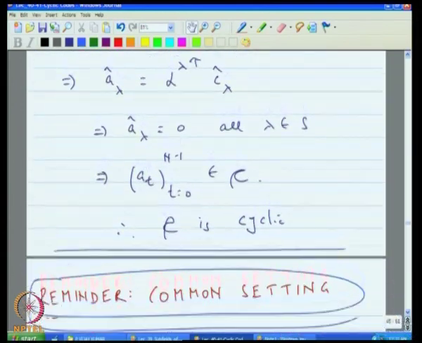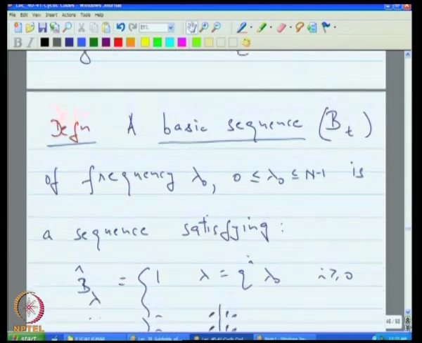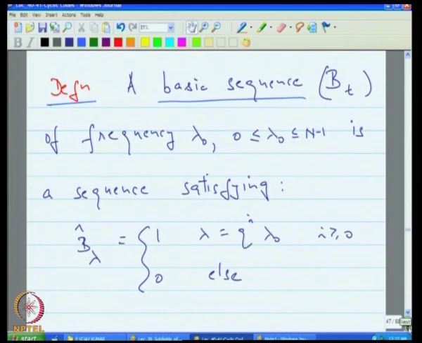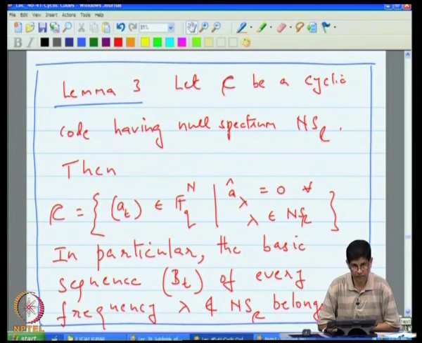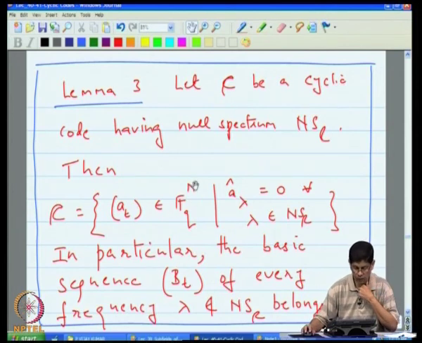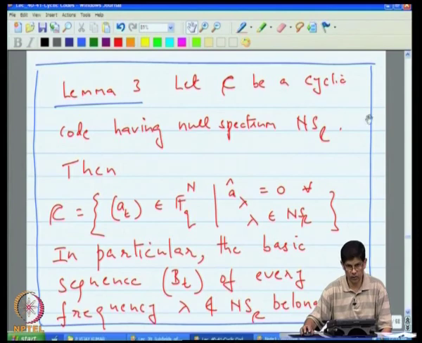The third one says, well, I can actually say something stronger. In fact, I can say that if you tell me that a code has a certain null spectrum, I can tell you which code it is, because there is essentially just a single code for a given null spectrum. That is precisely the set of all n-tuples which possess the null spectrum, because that forms a cyclic code. And it turns out that any cyclic code within this null spectrum is essentially this one.